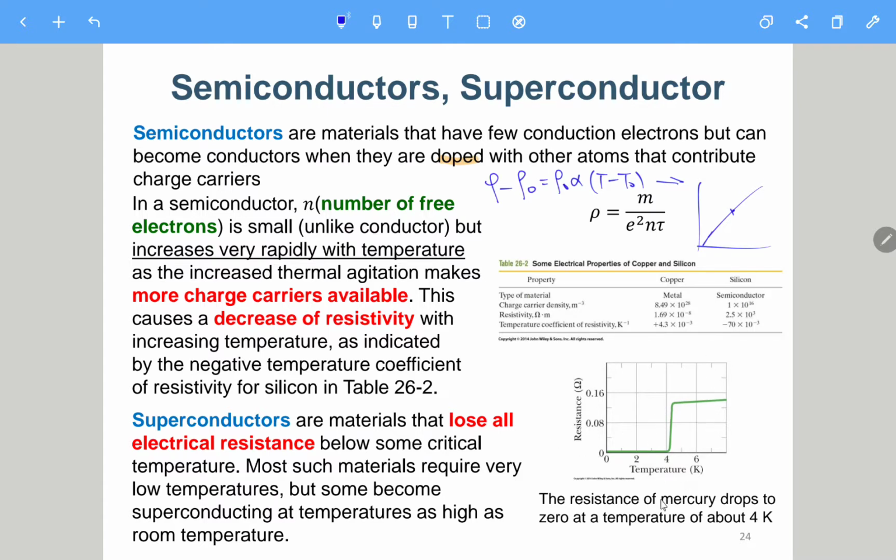At that time, the scientists found liquid helium, so that they could achieve a very, very low temperature, close to 0 Kelvin. And they tried to go further to low temperature, but as they went to around 4 Kelvin, the resistance suddenly dropped to zero. So this is the so-called perfect conductor without any resistivity.